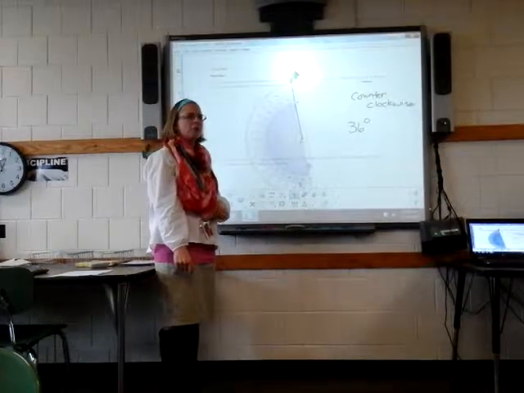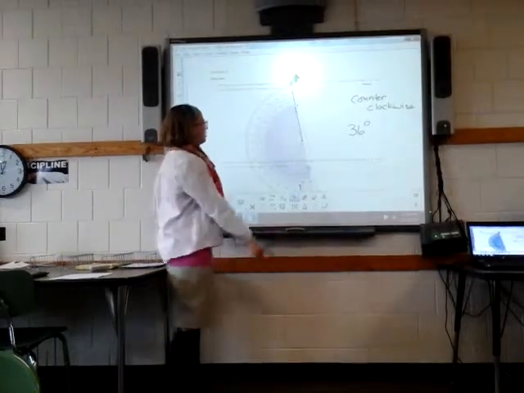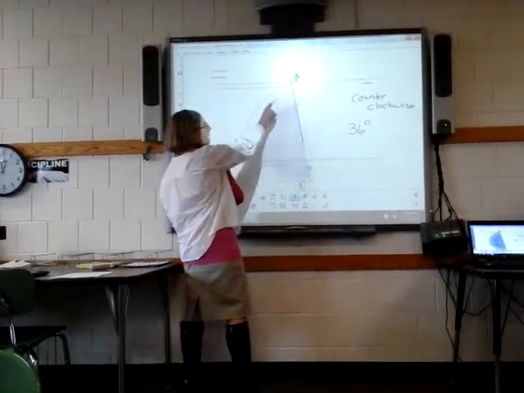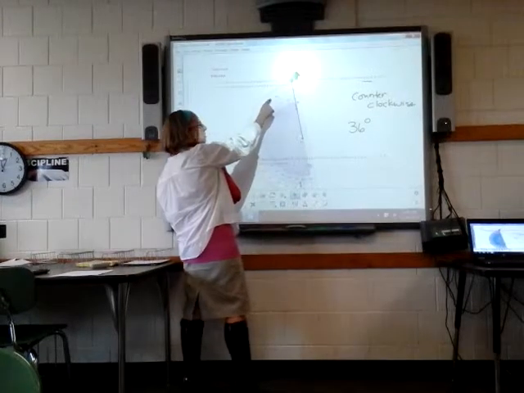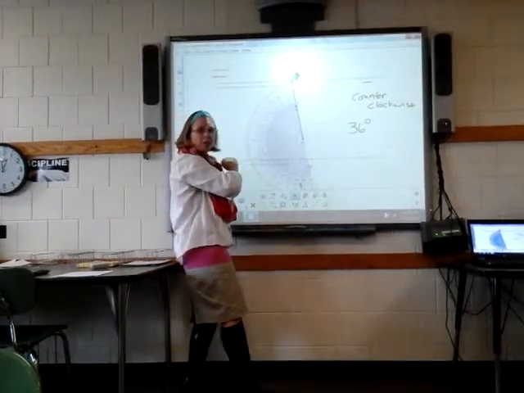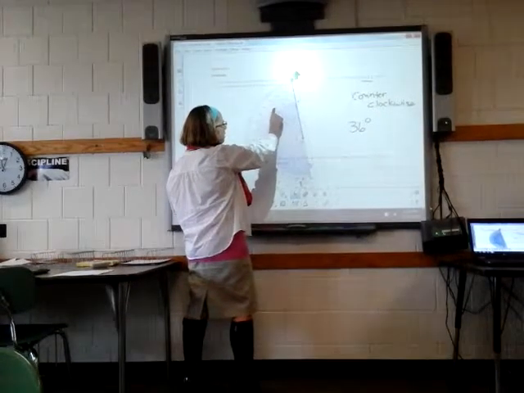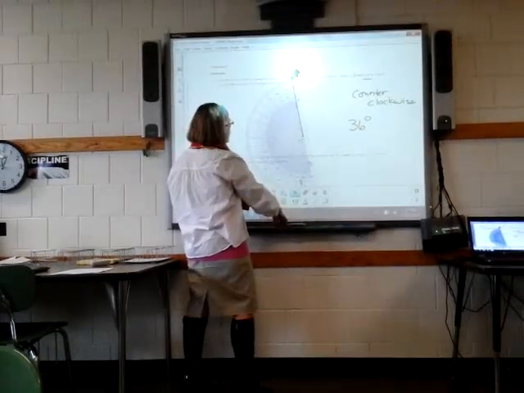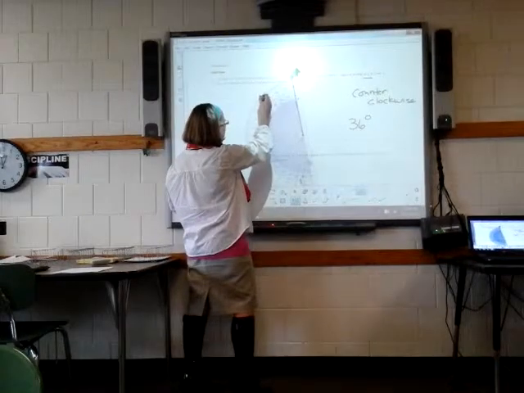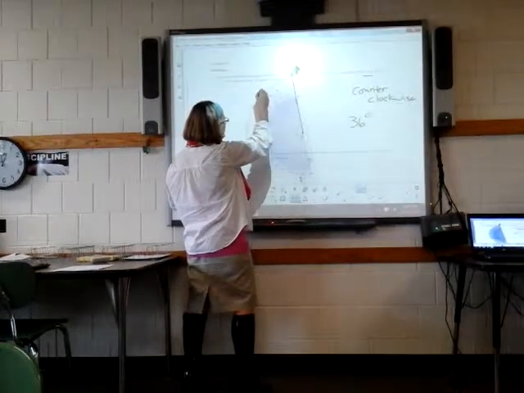And now that you have your protractors lined up, let's look at my numbers. Am I going to use my top numbers here? 180, 170, 160, 150? No, we're going 36 degrees. So I'm going to go 10, 20, 30, 35, 36. At the 36 mark, you make your point out here.